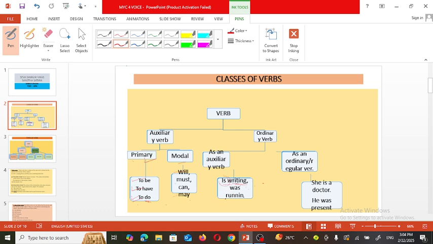"He was running to catch a train." So was, they are what, primary, sorry, these are ordinary auxiliaries. And then ordinary regular verbs are where we say "She is a doctor" or "He was present." So with the help of this chart, you are able to understand the classification of verb. Now see the rules one by one regarding it.